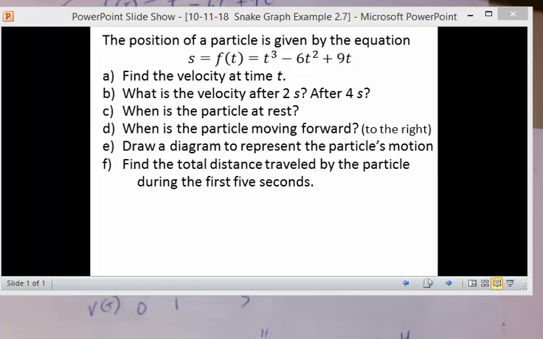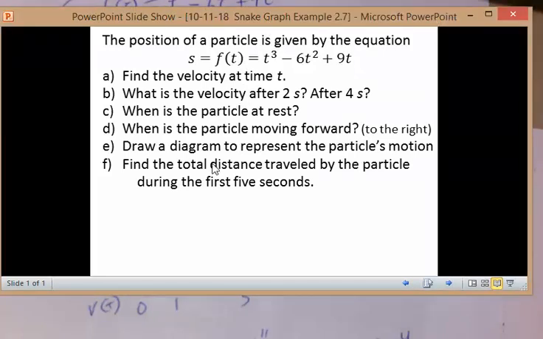Okay, so here's part two of the video for the snake graph concept using position and velocity. The second part is based on the fact that they're going to ask about acceleration. So find the acceleration at time t and after 4 seconds.